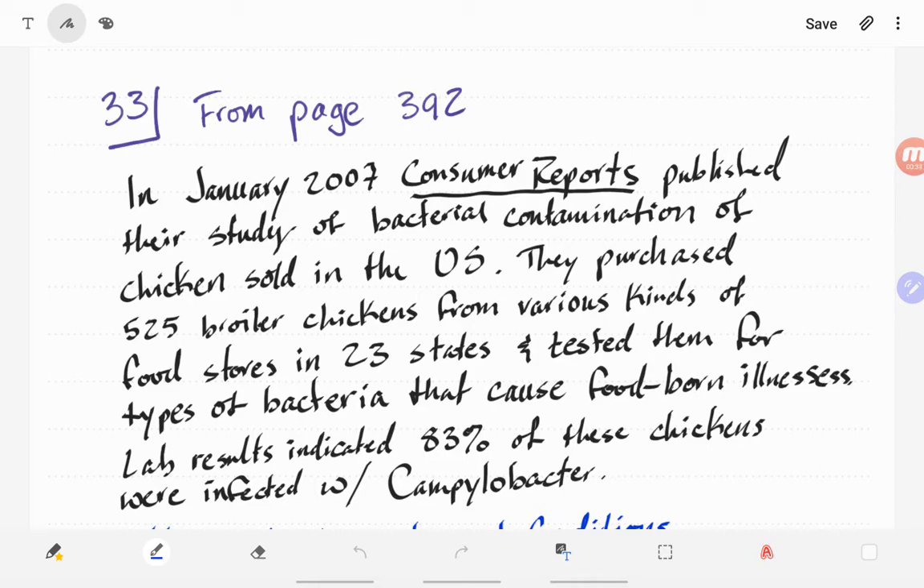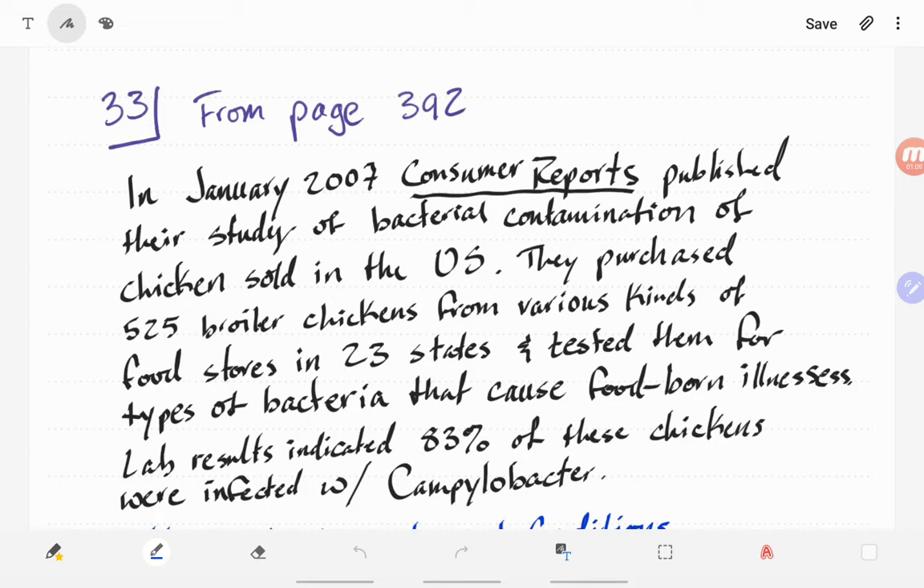In January 2007, Consumer Reports published their study of bacterial contamination of chicken sold in the U.S. They purchased 525 broiler chickens from various kinds of food stores in 23 states, and then tested them for types of bacteria that cause foodborne illnesses. Lab results indicated 83% of these chickens were infected with Campylobacter. I don't know how to say that, but some kind of bacteria.